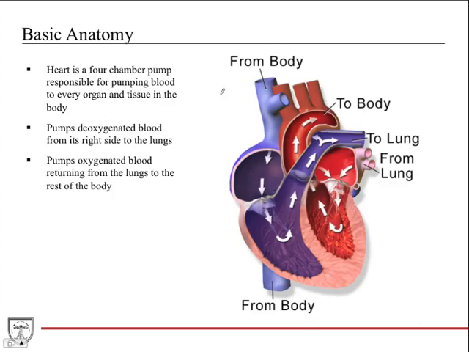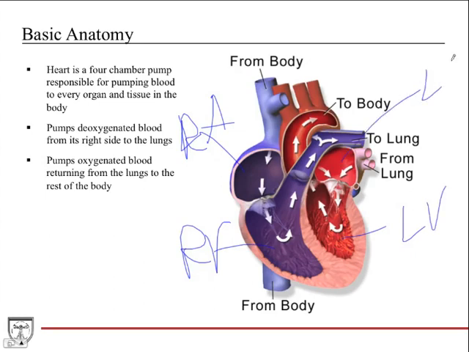So the basic anatomy: it's a 4-chamber heart responsible for pumping blood to every organ and tissue in the body. You have your right atrium here, right ventricle here, left ventricle here, left atrium here. So 4 chambers: 2 atria (atria is plural), and then the 2 ventricles. The atrium is more responsible for receiving blood, either from the body or from the lungs in the case of the left, and then it serves as a conduit for blood to move into the ventricles, and the ventricles are the main muscular pumping chambers of the heart.